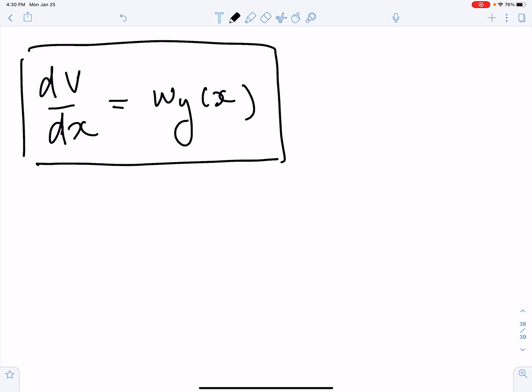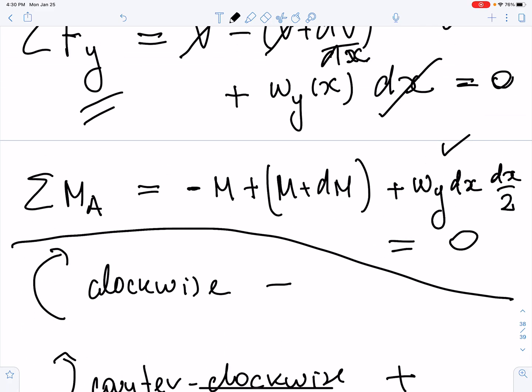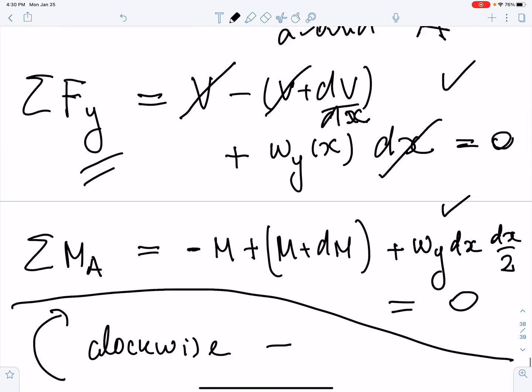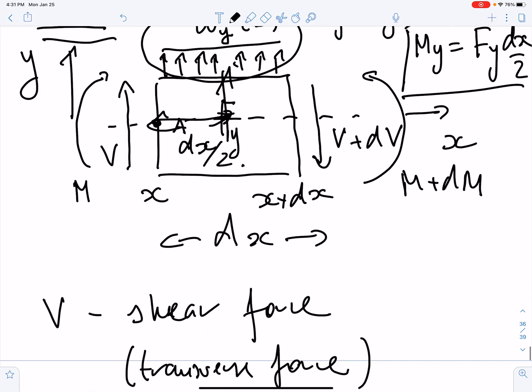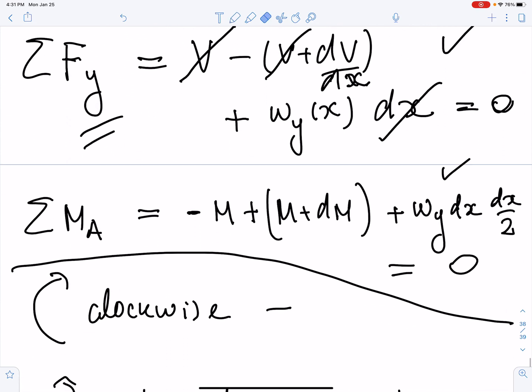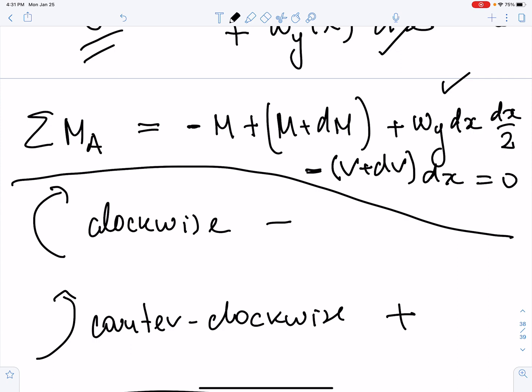Now let's go to the moment equation. I think there's something we forgot, and that something is an additional moment. That moment is generated by this force, V plus dV, times dx. So let me erase that 0 here. Then I'm going to subtract V plus dV times dx, and then set the end result to 0. First we cancel what we can, so the M's go away. Next, I'm going to divide through by dx.